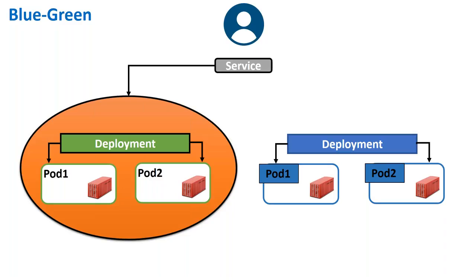Once this comes up and all the containers are up and running, the only thing we have to do is cut the traffic. Instead of going to the old deployment object, you just have to switch the service to point to this one. So how will that happen? How is this service referring to this deployment object?